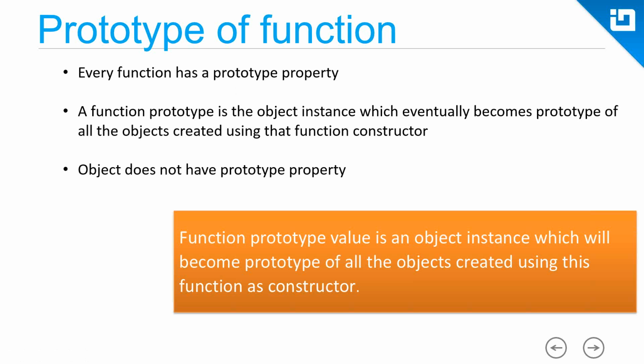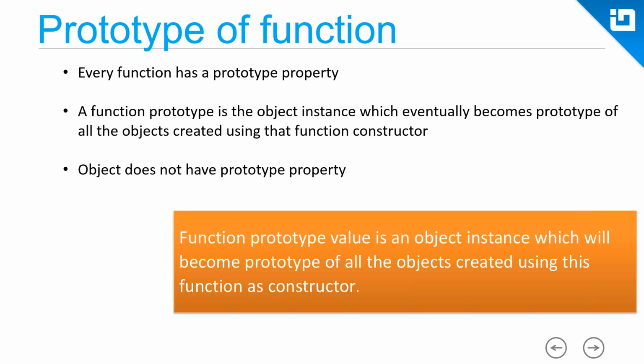So it's saying that every function has a prototype property. A function's prototype is the object instance which eventually becomes the prototype of all the objects created using that function constructor. Right now we have that foo function. If we use that foo function to create another object using the new operator, that object's prototype will become the prototype of the function foo. So an object does not have a prototype property. A function has the prototype property. An object does not have a prototype property.